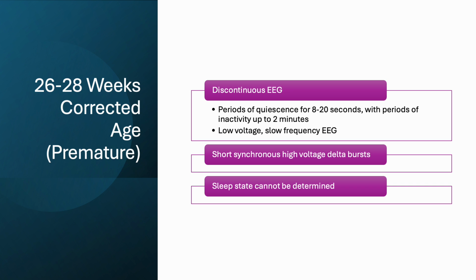At 26 to 28 weeks corrected age, which is pretty premature compared to the roughly 40 weeks full term, we see discontinuous EEG, which are periods of quiescence for 8 to 20 seconds, with periods of inactivity up to 2 minutes. Quiescence is inactivity or quietness. Discontinuous EEG usually shows some low voltage, slow frequency EEG. They can also show short, synchronous high voltage delta bursts. Sleep state still can't be determined at this age.